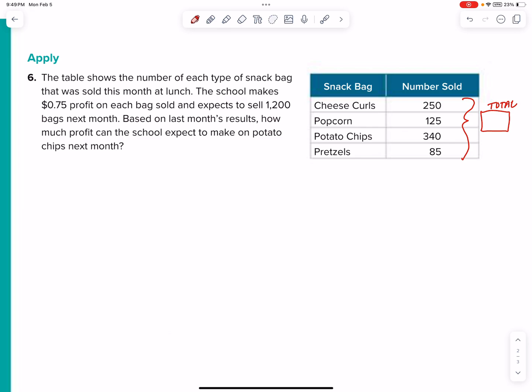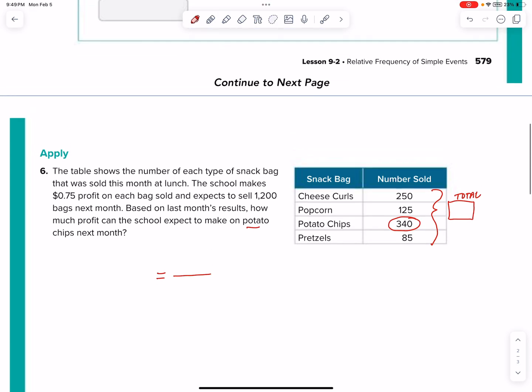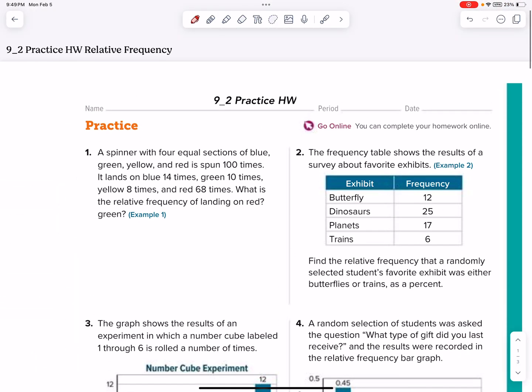We're focusing on which snack bag, though. Let's see. They want you, based on last month's result, how much can the school expect to make on potato chips? So we only care about this number out of the total, and then set up your proportion, okay, to help us predict what we would sell if we sold 1,200 bags. And then with that profit, tell us how much profit we would make with that new result. Okay, so take a look at the notes if you need a reminder of how to do that.